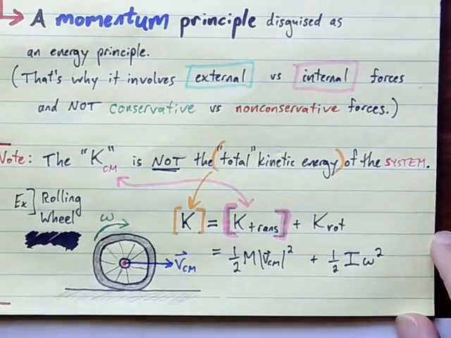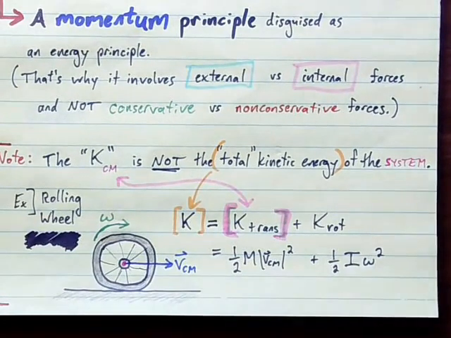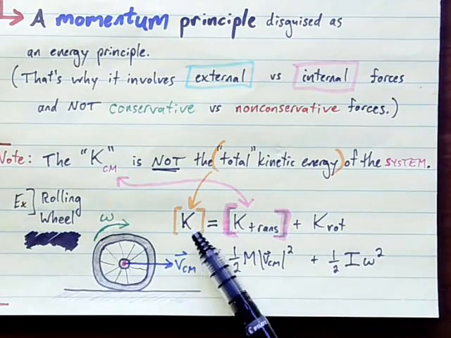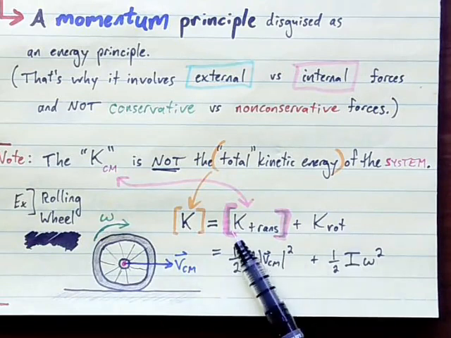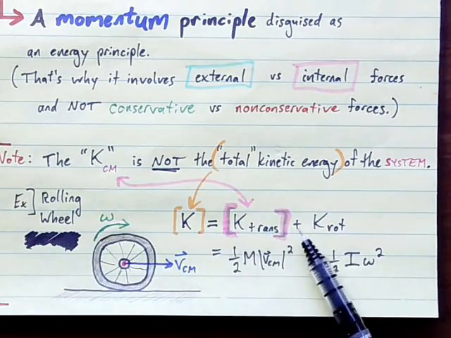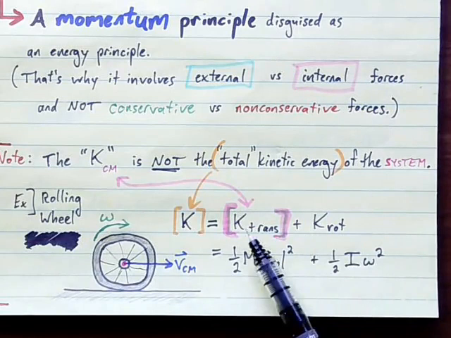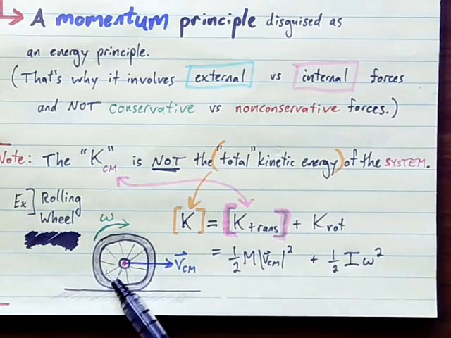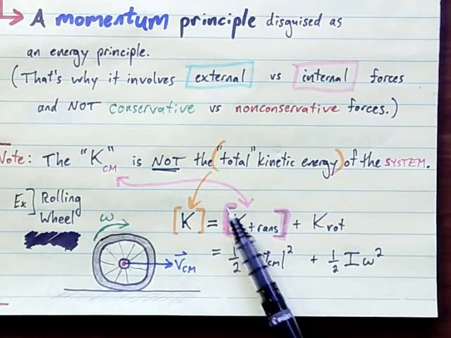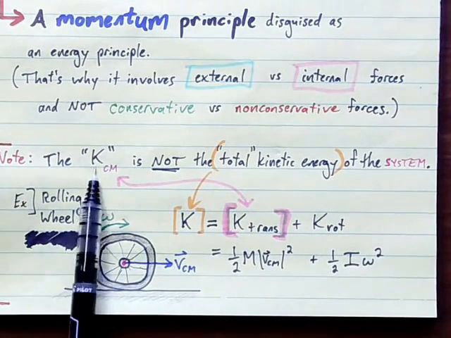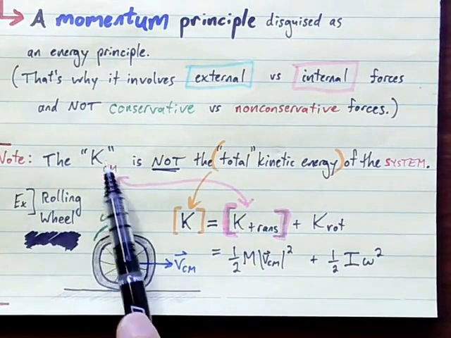It's actually more like this example. I think this example illustrates it. You may recall, if we have a rolling wheel that's moving along, the kinetic energy of our rolling wheel has two terms, what we call the translational kinetic energy and the rotational kinetic energy. The translational kinetic energy, 1/2 the mass of the wheel times the VCM squared, that is exactly identical to what I'm calling here the KCM. KCM and K-trans, those are the same thing.